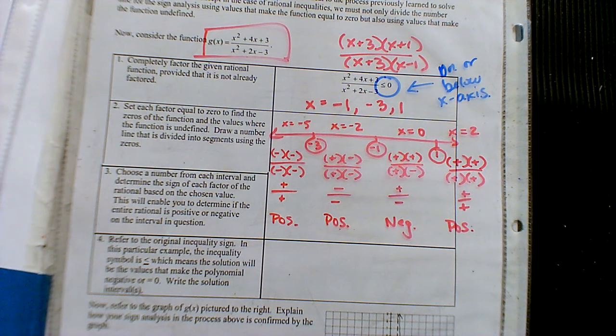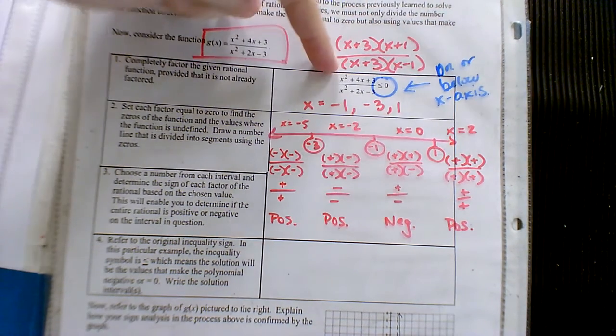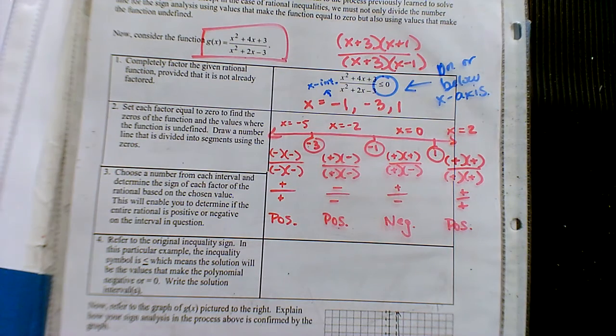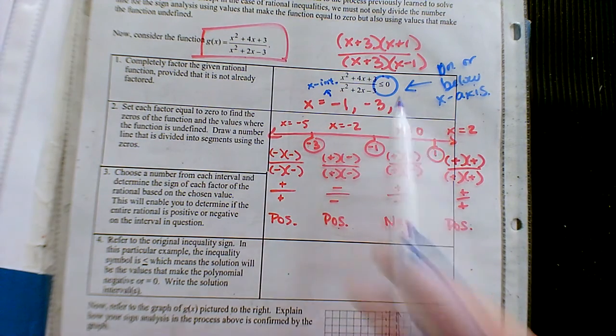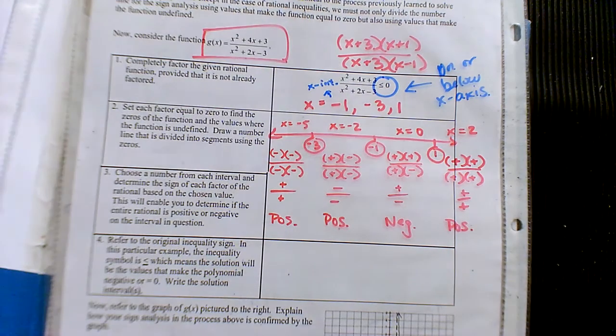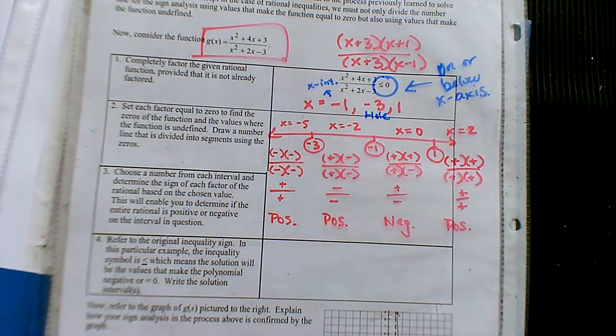Now, since this is a rational function, these 3 special numbers could be one of 3 things. We either have a hole, we have an asymptote, or we have an x-intercept. If negative 1 made the top 0 but not the bottom, that's an x-intercept. We know that's a physical point on our graph. If negative 3 makes the top and bottom 0, what's happening there? If we get 0 over 0, that looks like a hole. So we know there's no physical point there.